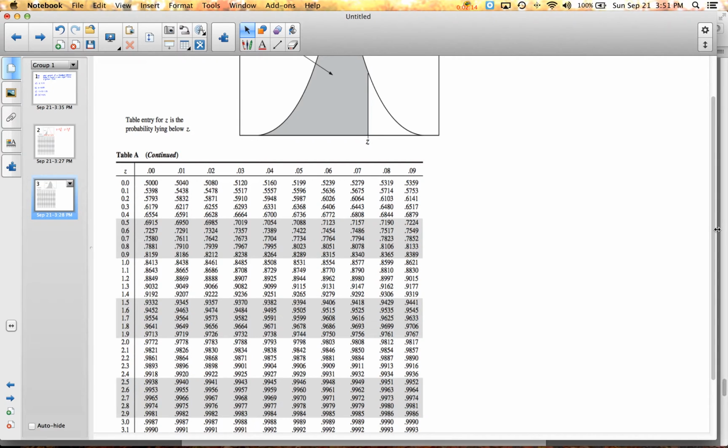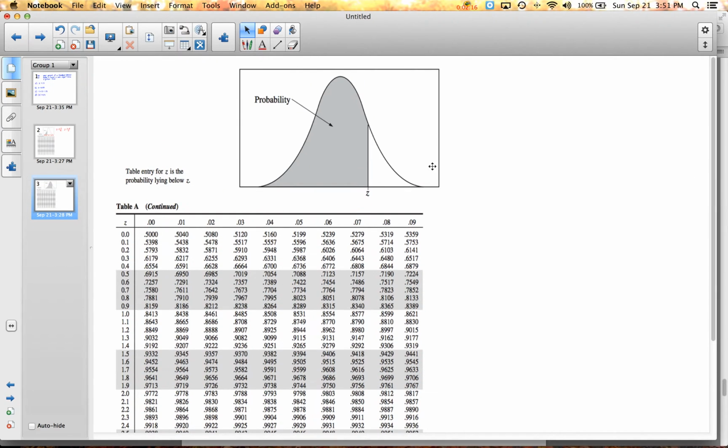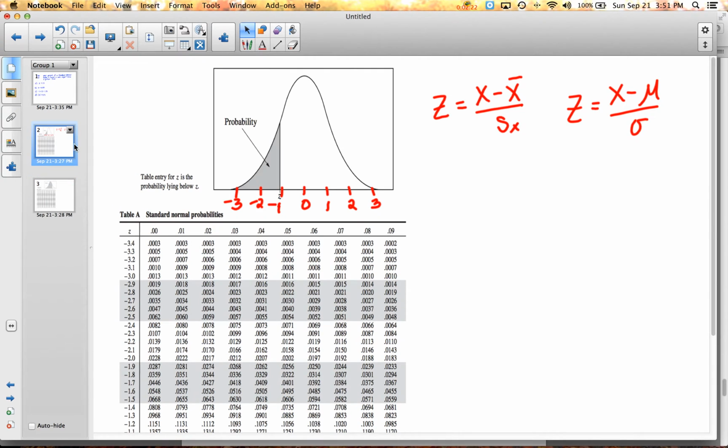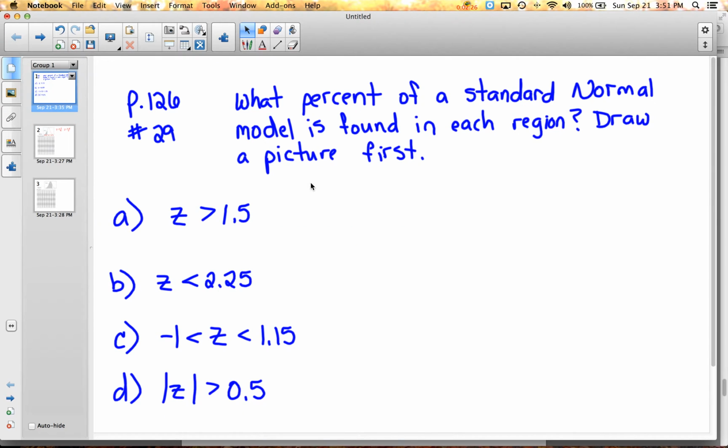The other thing that I would like you to notice about these pictures is that the shading is to the left, and that's going to be important, and I'll show you when I do some examples. And here the shading also is to the left. So the first example I want to take a look at is on page 126 in your textbook, number 29.